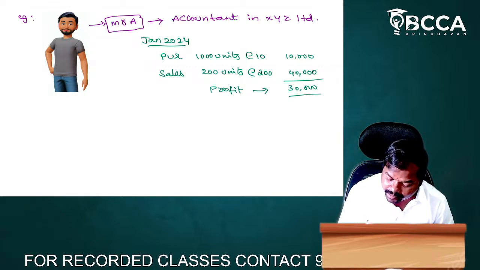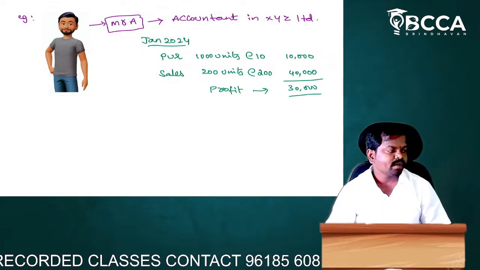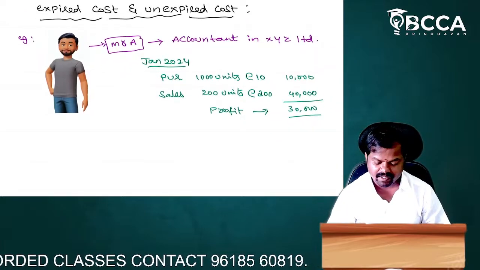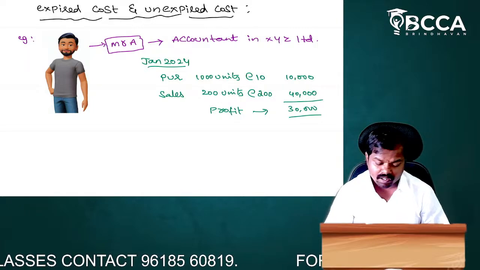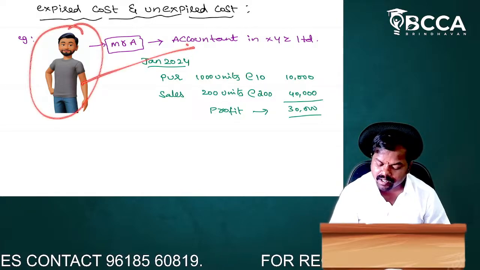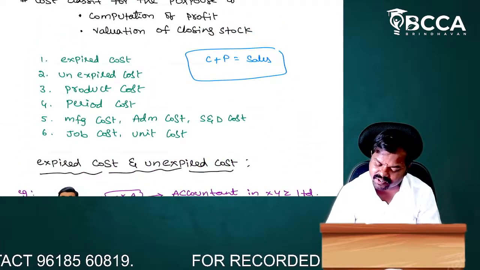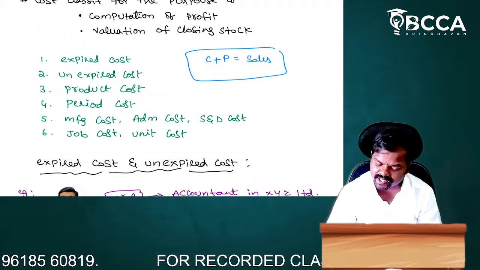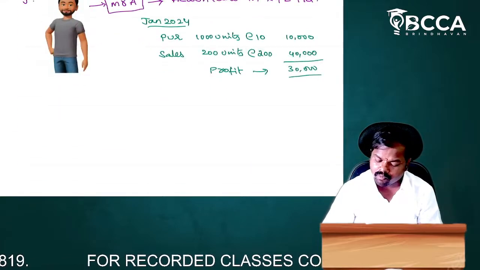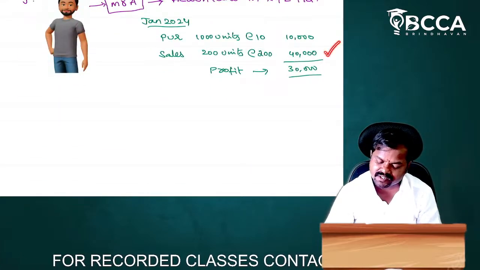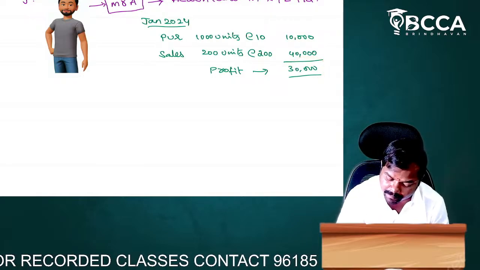Who calculated? Mr. A calculated in this manner. Who calculated this calculation? The accountant in the company. He calculated in this manner. Why? We discussed cost plus profit is equal to sales. Profit is equal to sales minus cost. We considered sales. We considered cost. The difference figure is profit.